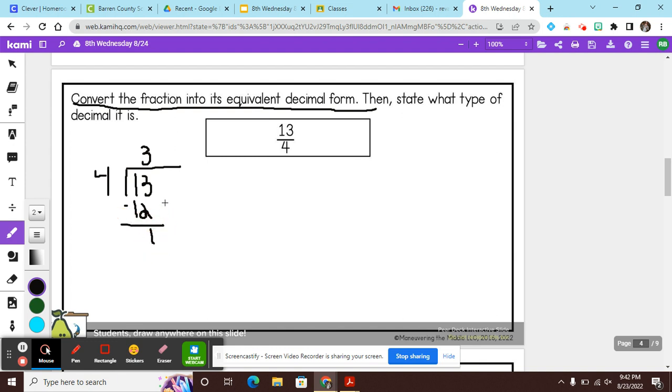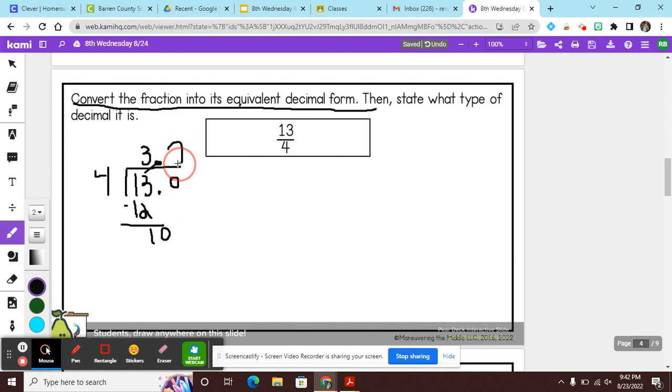I'm going to go ahead and put a decimal there. That's a decimal, just so that you know. I don't know why it flung that way, but that's okay. So then I'm going to add a 0 here and bring that down. Well, 4 goes into 10 two times.